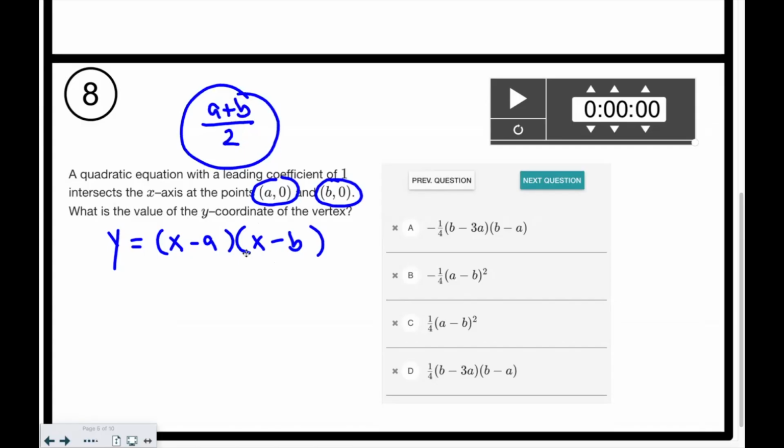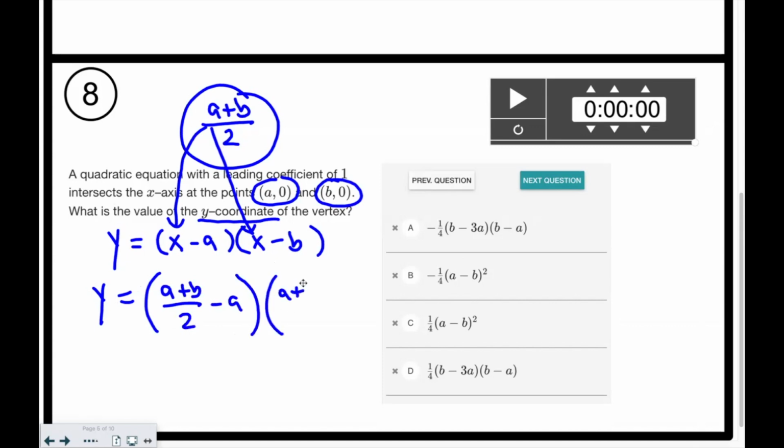Well, unfortunately, we want the y coordinate of the vertex. So we've got to plug that in for x and then solve for y, and that'll give us our answer. So what I have is a plus b over 2 minus a, and then a plus b over 2 minus b. Now, it just depends on how quickly you can do your algebra. If I want to subtract these fractions, I want this to be 2a over 2 and this to be 2b over 2, just to get a common denominator.